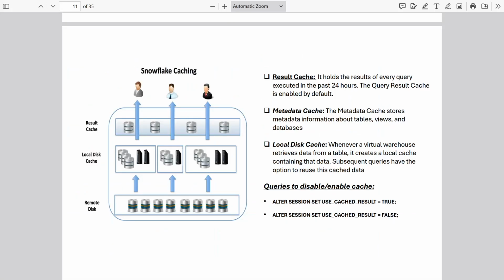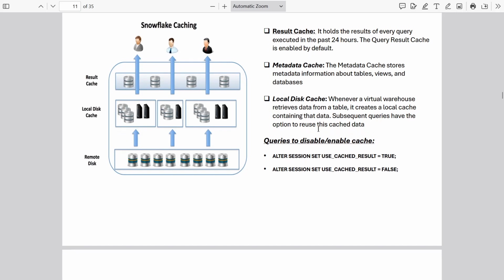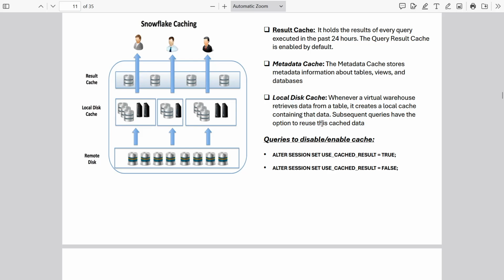Got it? So all the things are available on this particular thing. Metadata cache means it stores metadata information about tables, views, and databases. Local disk cache, you can see remote disk, local disk cache, and result cache, and the Snowflake users are there. So all the things are managed in the background itself. Whenever a virtual warehouse retrieves data from the table, it creates a local cache containing that data. Subsequent queries have the option to reuse this cache data.